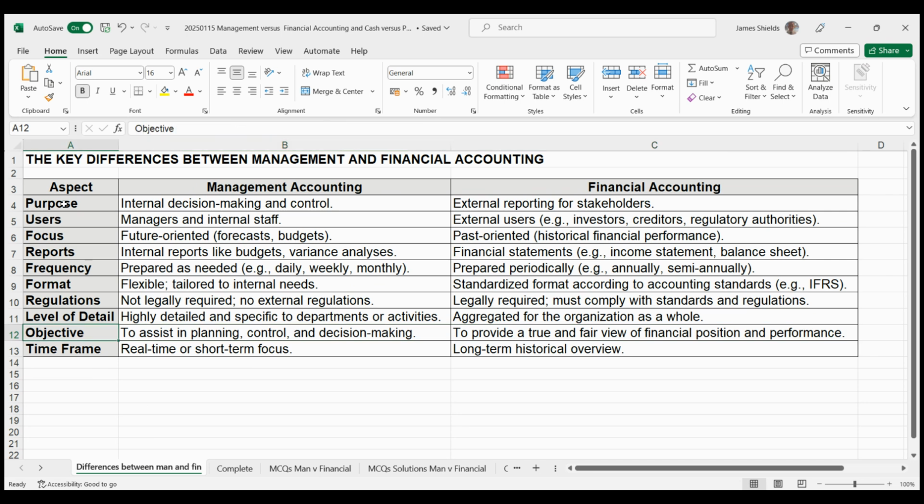The objective for management accounting is to assist in planning, control and decision making, and the objective for financial accounting is to provide a true and fair view of the financial position and performance of the business. The time frame: management accounting is real-time or short-term focus. Financial accounting is a long-term historical overview.